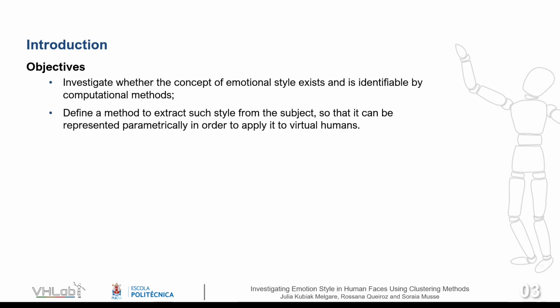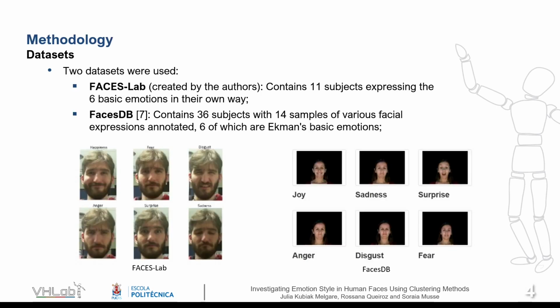Our main objectives with this study are to investigate whether the concept of emotion style exists and is identifiable by computational methods, and also to define a method to extract such style from a subject so that it can be represented parametrically and applied to virtual humans. Using 2 different datasets of posed images, we extracted the subject's facial expression intensities in order to cluster them in groups of similar styles of expressing a given emotion.